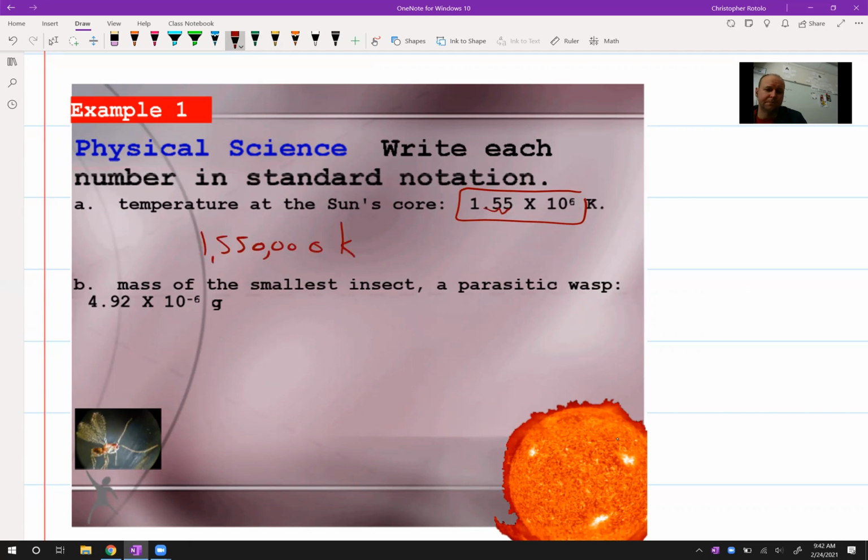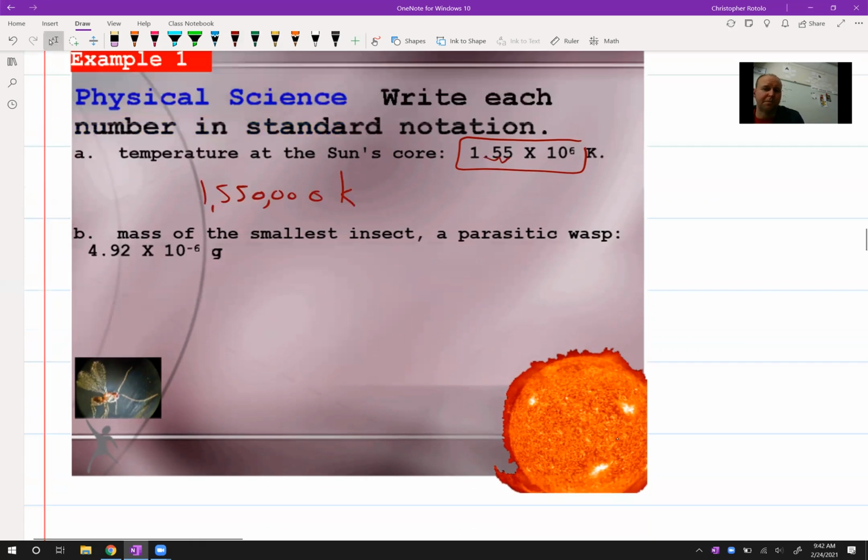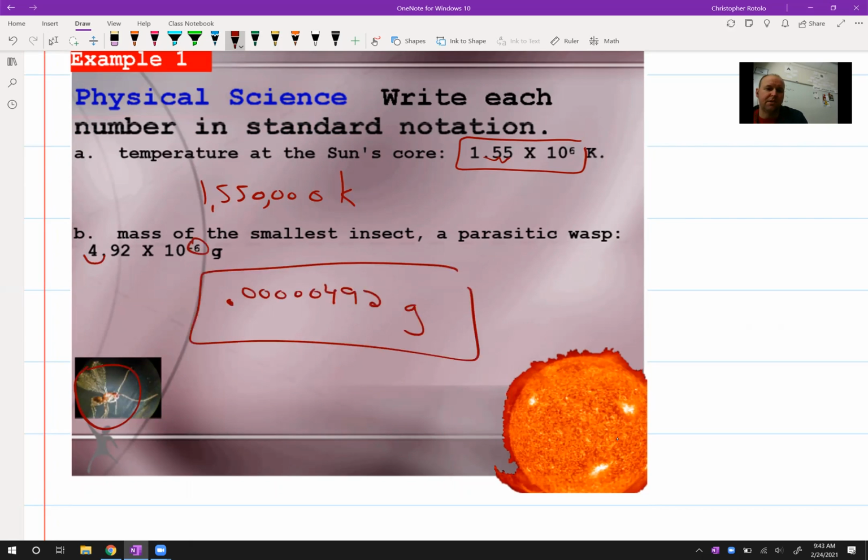So that's Kelvin. All right, parasitic wasp. It is the smallest insect at the time of finding this lesson and putting it together for you. And here's a picture of it down here. Okay. Its mass is 4.92 times 10 to the negative 6. Okay, so I'm going to move one place around here. So I need 1, 2, 3, 4, 5 decimal places, and then the 4. So that gets me all 6 from the exponent, 92 grams. Okay, so that's not very heavy.